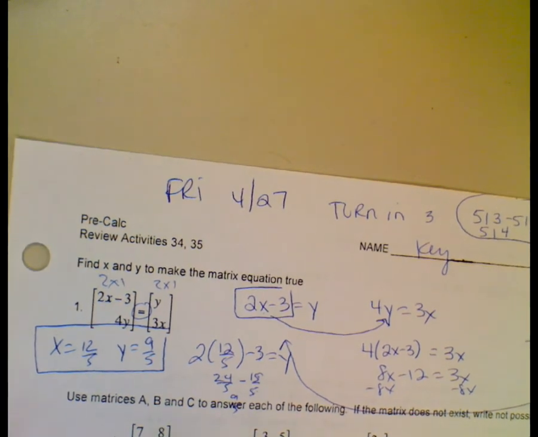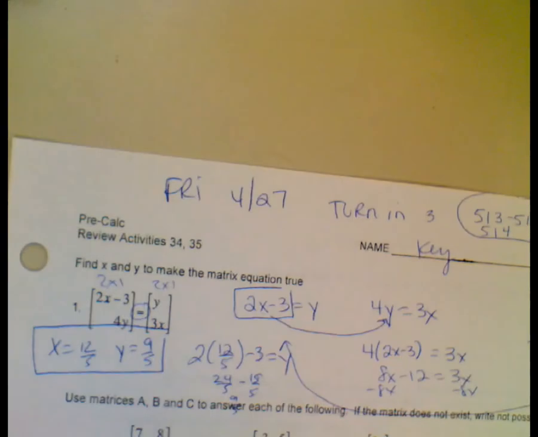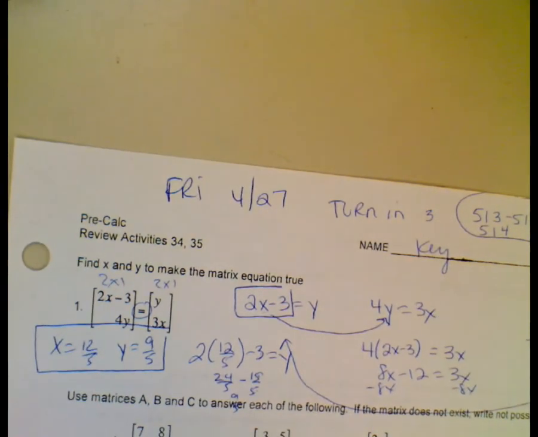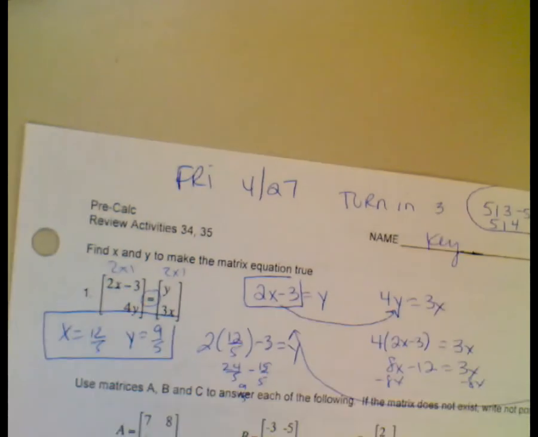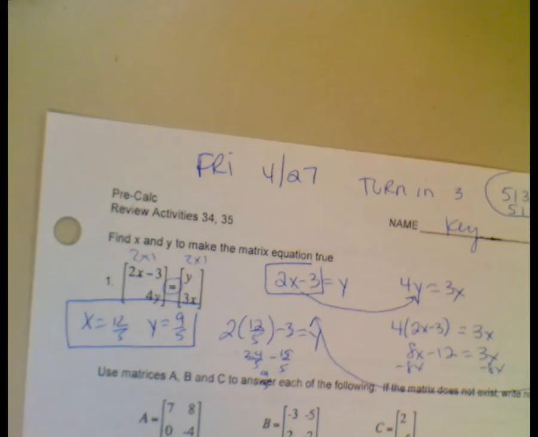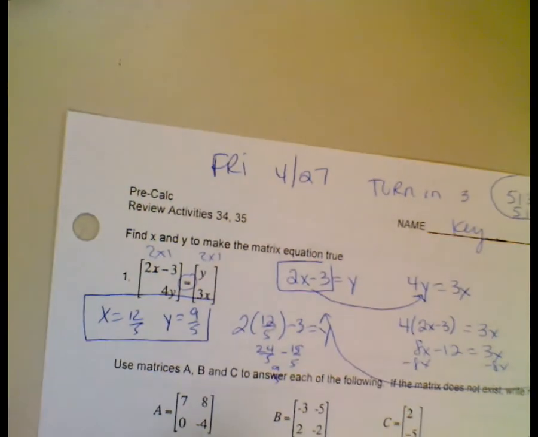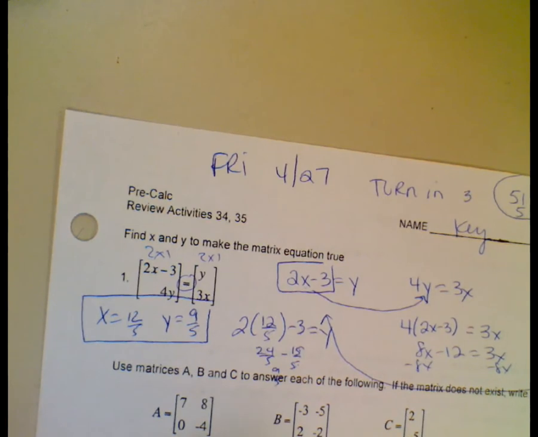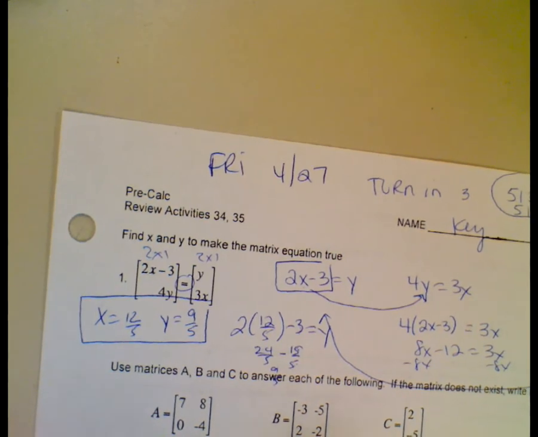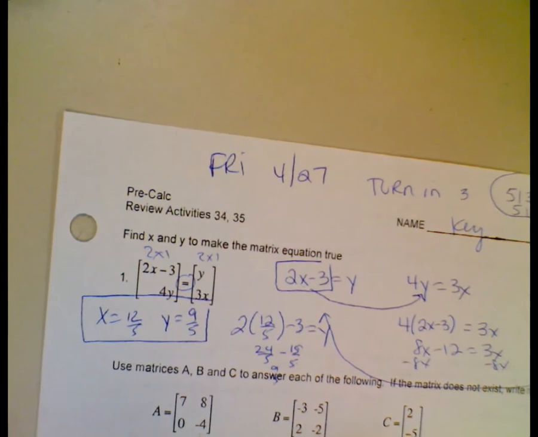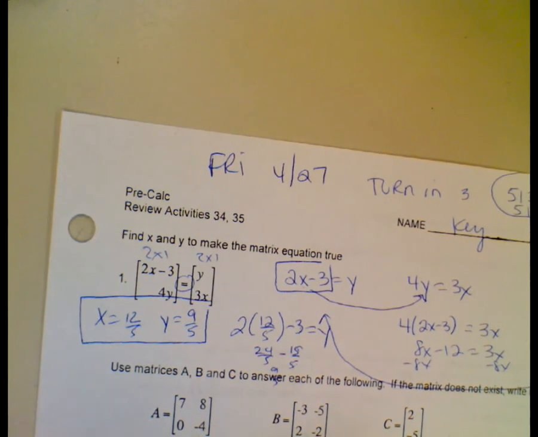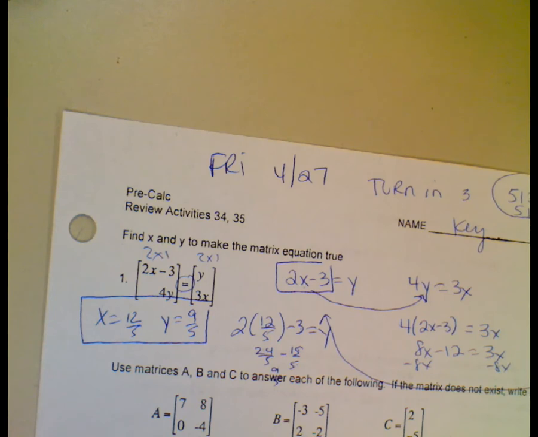On this next one, it says matrix A is this, matrix B, matrix C, and they want us to do all this fun stuff. Let's do it by hand, but you can actually do this on the calculator as well. A is 7, 8, 0, negative 4, plus B, which is negative 3, negative 5, 2, and negative 2. If you add these, that's going to be 4. 8 and negative 5 is 3. 0 and 2 is 2. And negative 4 and negative 2 is negative 6. That's your first answer.